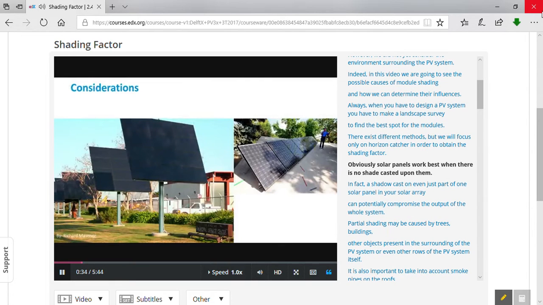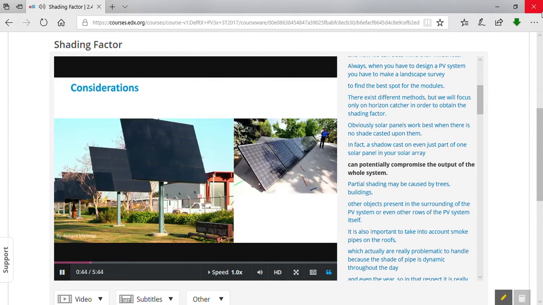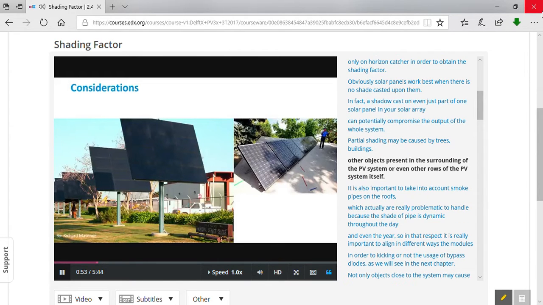Obviously, solar panels work best when there is no shade cast upon them. In fact, a shadow cast on even just part of one solar panel in your solar array can potentially compromise the output of the whole system. Partial shading may be caused by trees, buildings, other objects present in the surroundings of the PV system, or even other rows of the PV system itself.